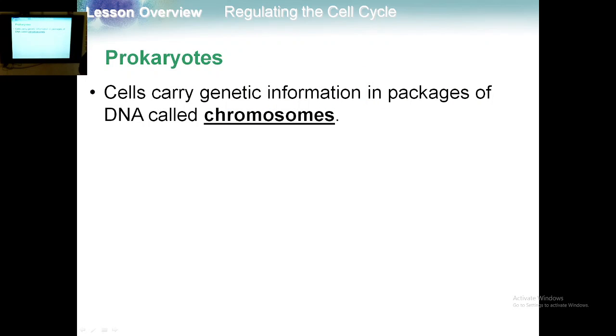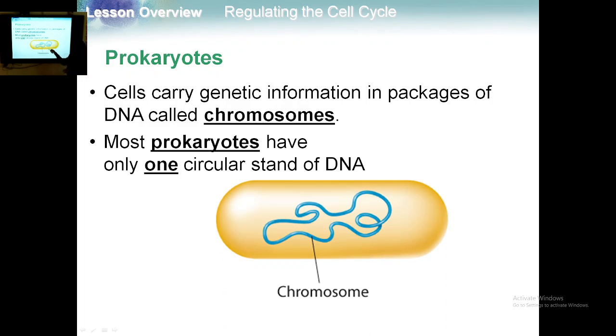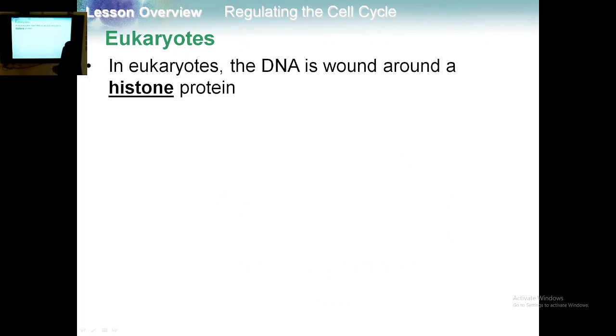So in the beginning, we need to know what we mean by prokaryotes. Prokaryote cells carry genetic information in packages of DNA called chromosomes. So the chromosome is the DNA package. Tamam? Most prokaryotes have only one circular strand of DNA. So one circular strand of DNA in the prokaryotic cells, which is like this chromosome that is found in the bacterial cell. This is an example of a bacterial cell, where the DNA is circular, one circular DNA inside the cytoplasm of the bacterial cell.